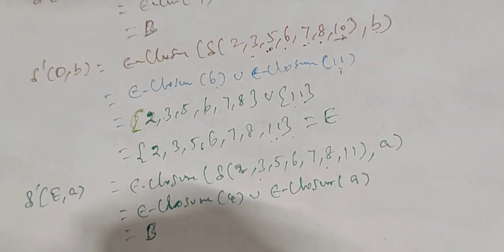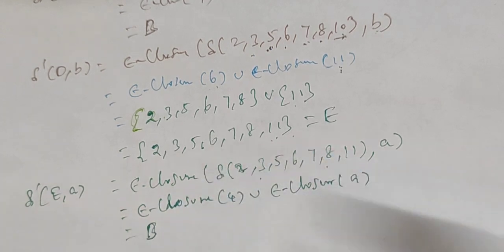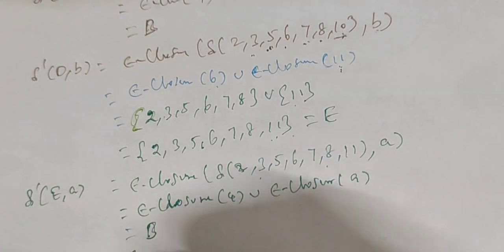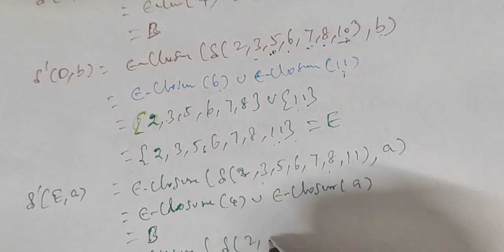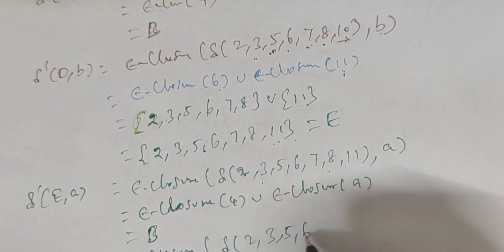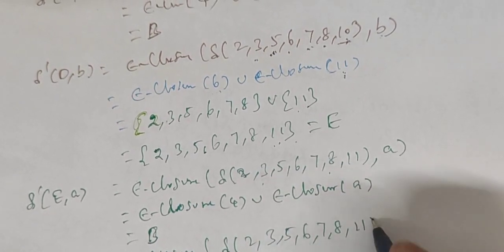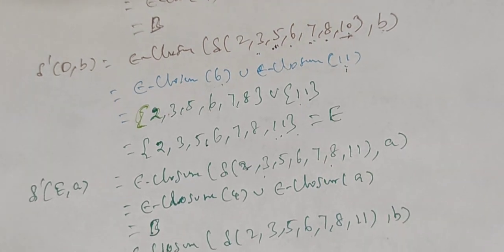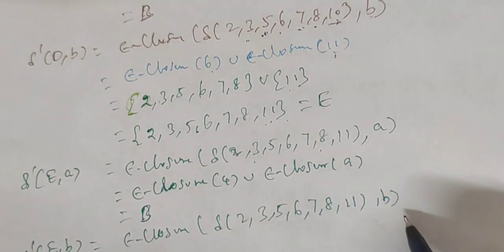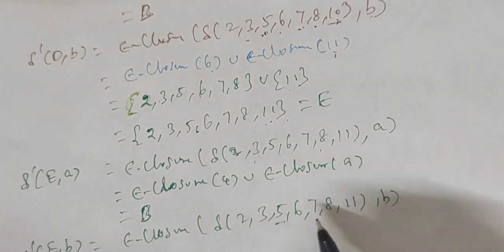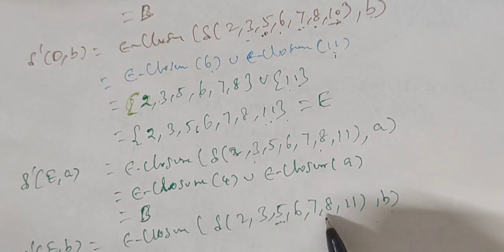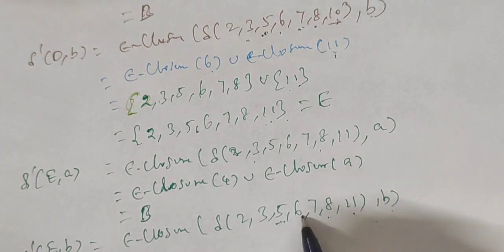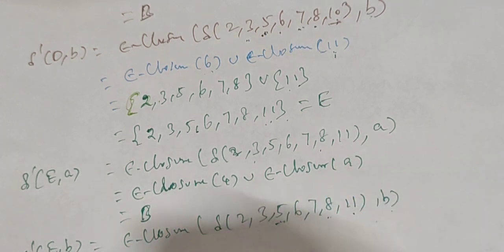Now delta dash of E comma B. So E comma B is epsilon closure of delta of 2, 3, 5, 6, 7, 8, 11 on B. In this case, B can be applied only in 5. 5 means it goes to 6, and B cannot be applied in 11 here. 6, 7, 8 or 11 cannot be applied.